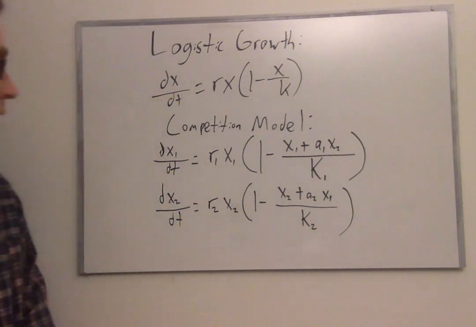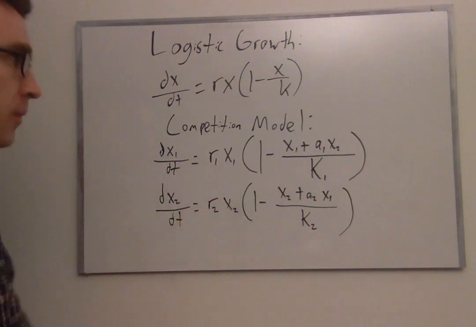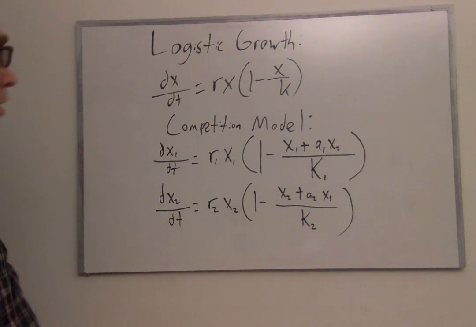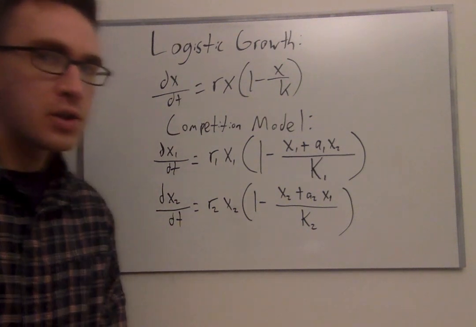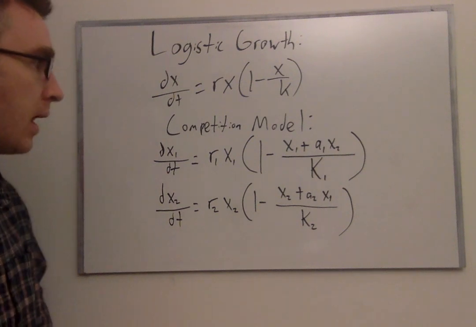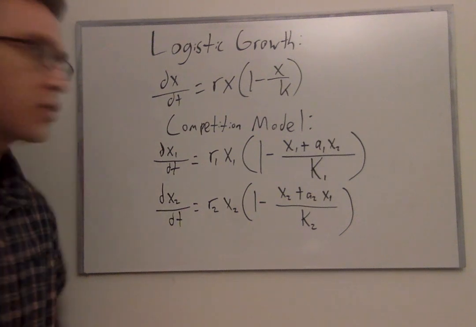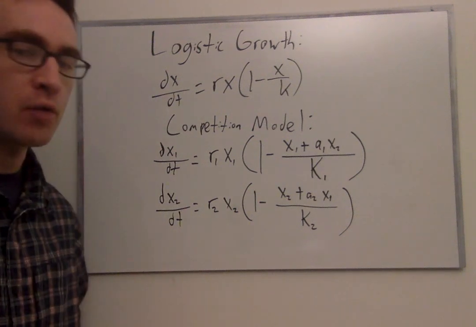So the competition model, even though it looks very complicated, is actually very similar to the logistic growth model, except that the carrying capacity can be filled up by the one species as well as the other species, because they're competing with each other for some shared resource.